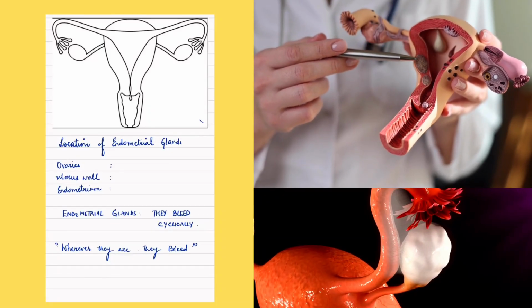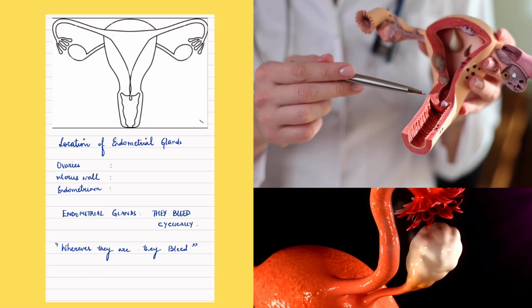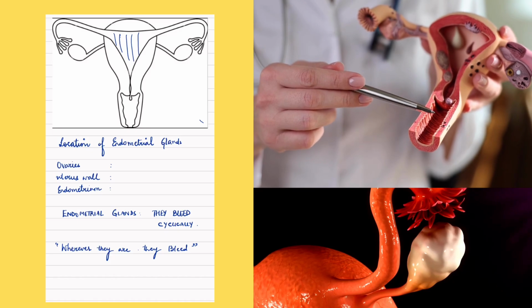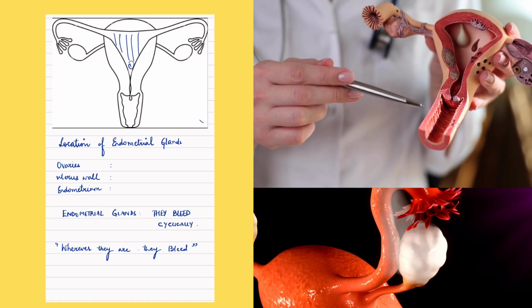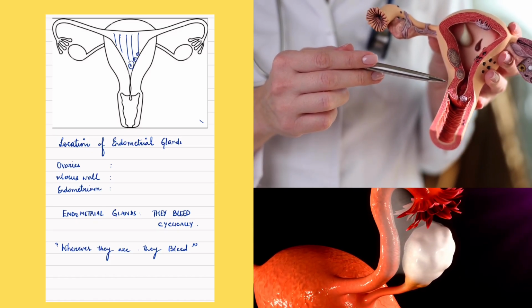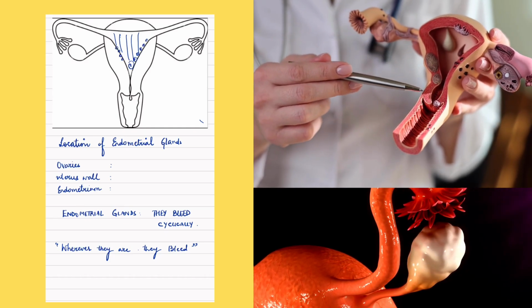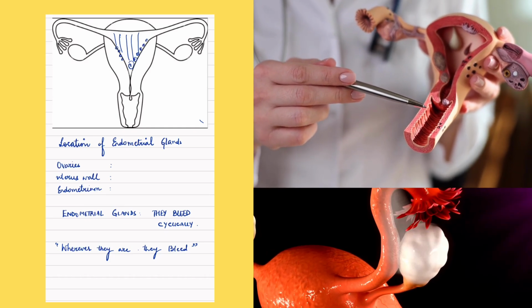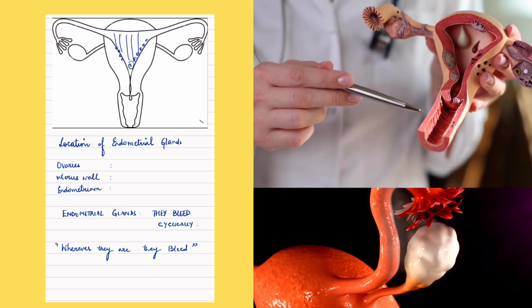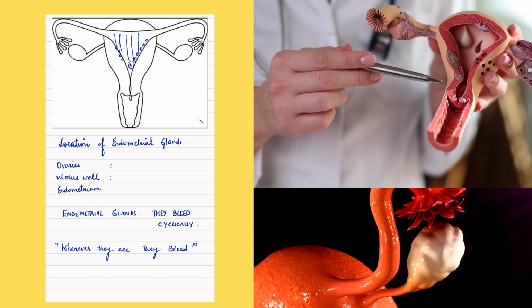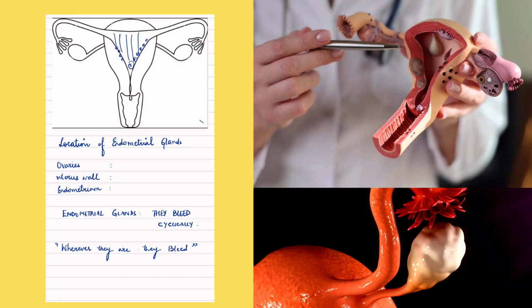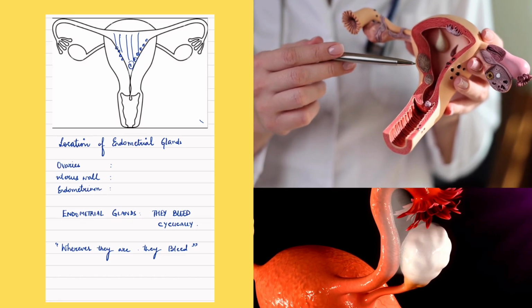Anatomical structure of endometrium and uterus. So as you can see, this is the endometrial cavity, and you have endometrial glands over here on the lining of the uterus, which is also called the endometrial lining. Wherever these glands are, they will bleed cyclically, which is what we call periods.